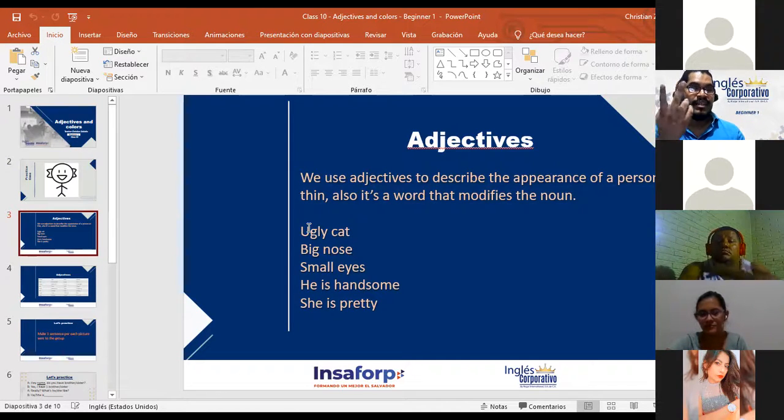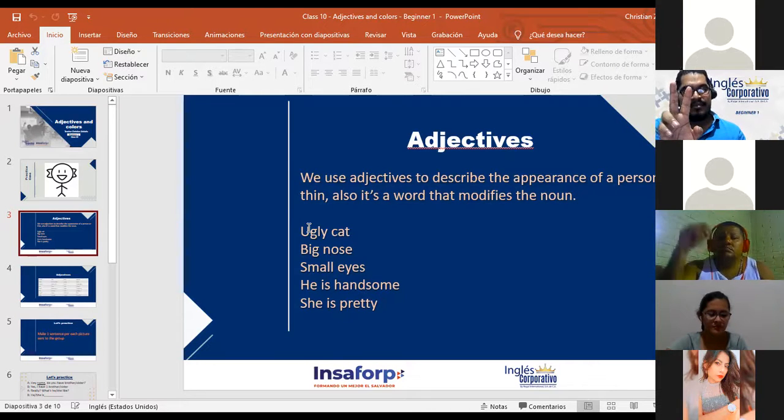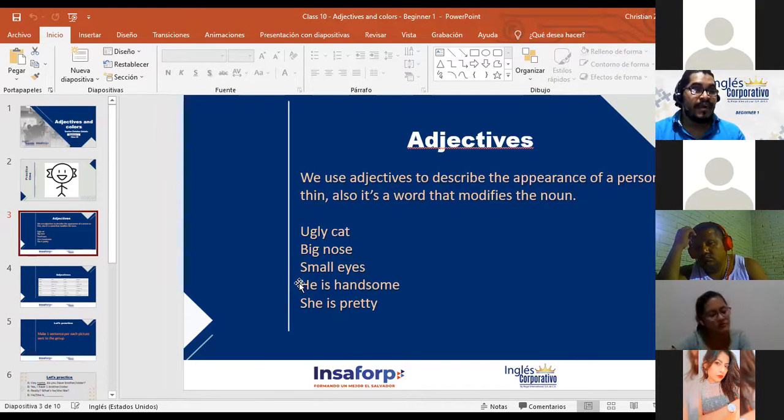But in English is al revés. We put first the adjective and then the noun. Okay? Big nose, nariz grande. En español primero ponemos el nombre y luego ponemos el adjetivo. En inglés lo hacemos al revés. Small eyes, ojos pequeños. But when we are using the verb be, when we are describing someone or something, then we put it at the end.